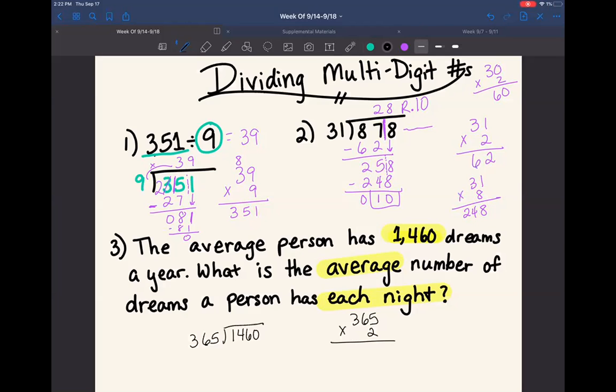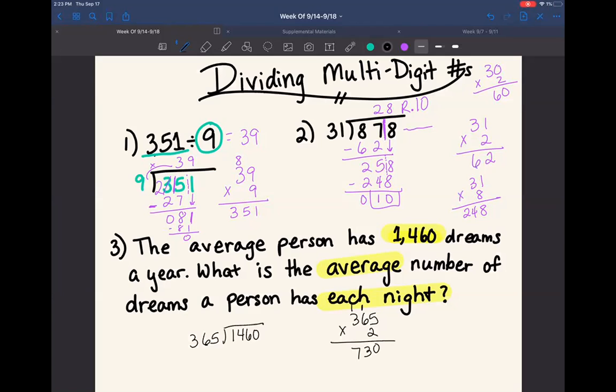So I'm going to try with 2 first. And 5 times 2 is going to give me 10. I'm going to carry my 1. 2 times 6 is 12. Plus 1 more is 13. And then 3 times 2 is 6. Plus 1 more is 7. So 730. I'm not quite there yet, but I'm not too far off.